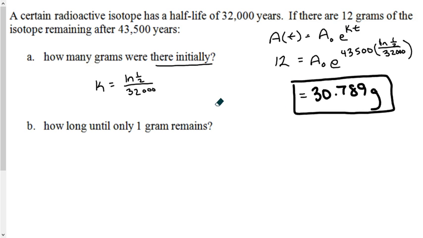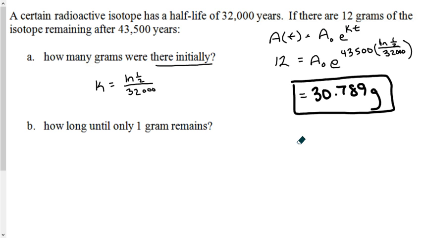Okay. This is how many grams were there initially? There were 30.789 grams. And if you consider this, the half-life is 32,000, which means every 32,000 years you'll end up with half of this. So a little more than 1/2 happened.